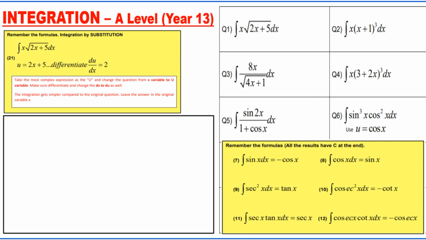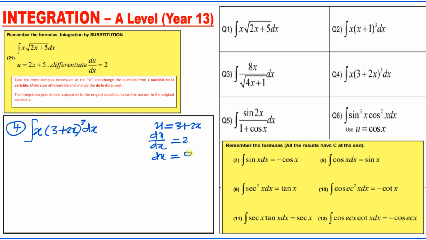So question number 4, same format, to get some more practice with this substitution, integrating x times (3 plus 2x) cubed. Now we have some knowledge, so we are going to do it very fast. So u is 3 plus 2x, and du over dx is 2. And now you can make dx the subject, so dx is equal to du over 2, right?